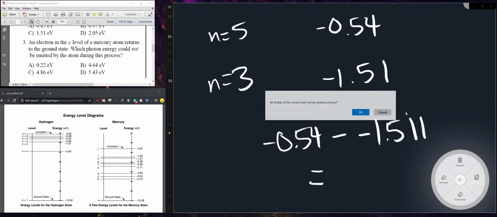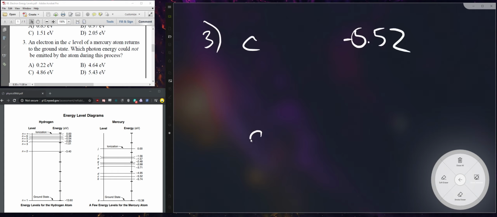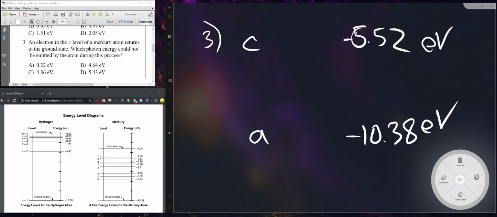So that's number 2. Number 3: an electron in the C level of a mercury atom returns to the ground state. So in mercury, C is negative 5.52, and it goes down to the ground state, which is negative 10.38. Again, these are electron volts. Which photon energy could not be emitted by the atom during this process?